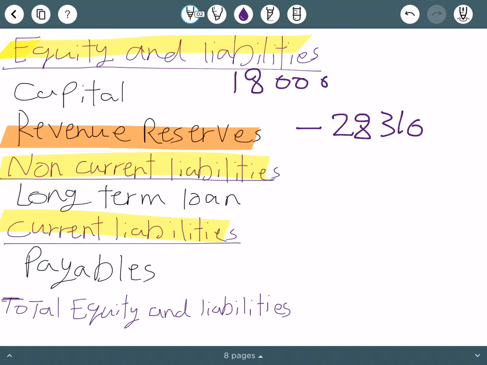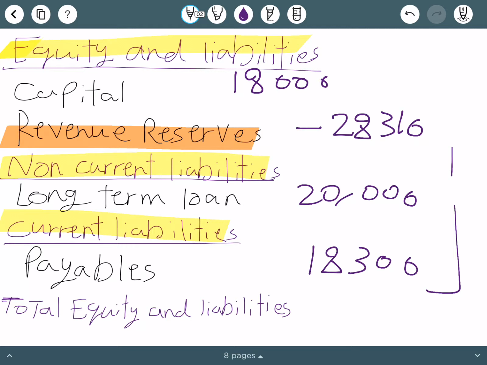Okay, now we got a long-term loan, which is 20,000. We got it from the trial balance above. And then we have payables, 18,300. Add them all together, and it will give you 27,990.